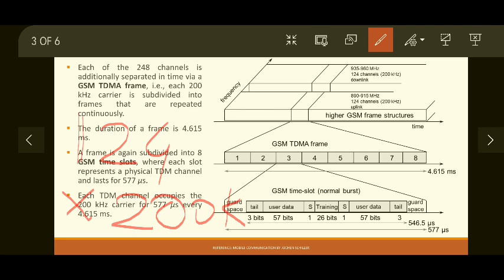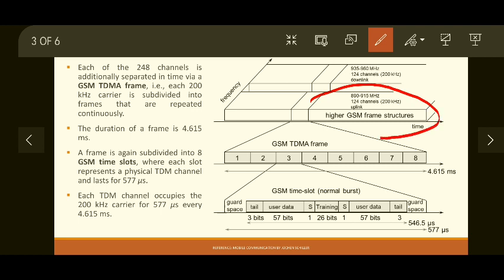Similar thing happens in case of uplink channels. For uplink, the frequency band is 890 megahertz to 915 megahertz. Again, 25 megahertz bandwidth divided into 124 channels, each one 200 kilohertz wide.